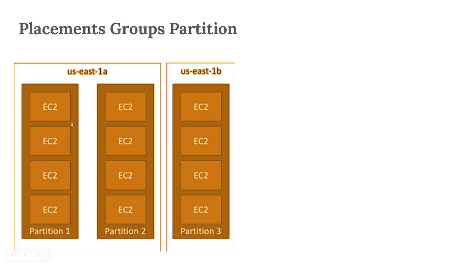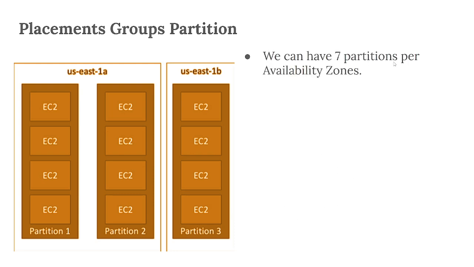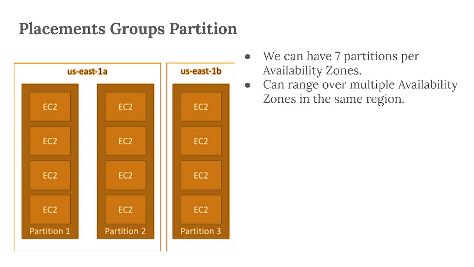Next we can use placement group partition. In this you can see partition. And what is this? In this partition placement group, we can have instances spread across partitions in multiple availability zones. We can have 7 partitions per availability zone. So in this example, we have partition 1 in US East 1A, partition 2 in US East 1A, partition 3 in US East 1B. And on each partition, we could have many EC2 instances.